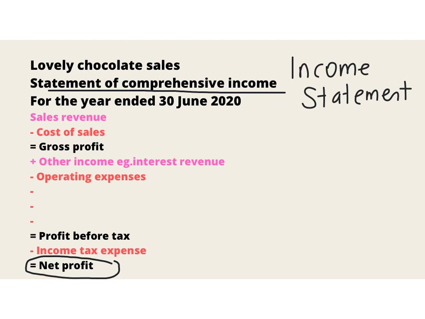On the income statement, we have two different things. We have the revenues, and we also have the expenses.